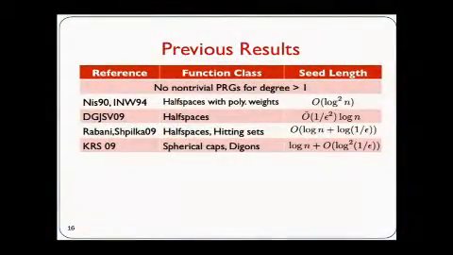Here's a summary of previous results on the problem. As I said before, there are no non-trivial PRGs known for degrees greater than 1. And recently, Diakonikolas et al. showed that bounded independence fools half spaces, and in particular gave a PRG with seed length roughly log n over epsilon squared. And Rabani and Shpilka constructed hitting sets for half spaces with the almost optimal seed length of log n plus log 1 over epsilon. However, hitting sets are in general weaker than PRGs, and it's difficult to go from one to the other.